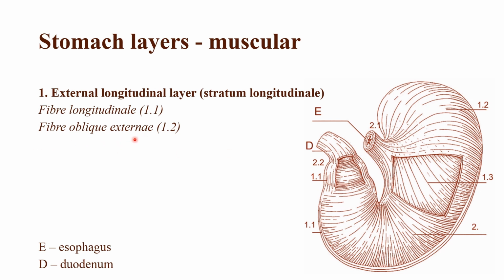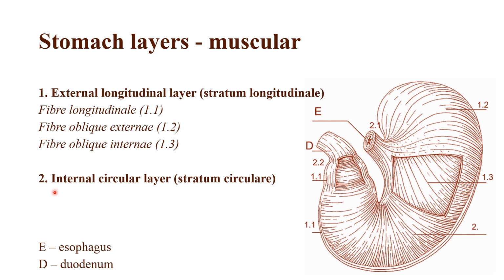Then we have the oblique external layer of fibers, which is right here. And then we have the oblique internal layer. So again, it goes almost transverse to the stomach. And then we have the internal circular layer. And this layer forms the muscles. So we have two muscles, two sphincters. We have one in the cardiac region and one in the pyloric region.